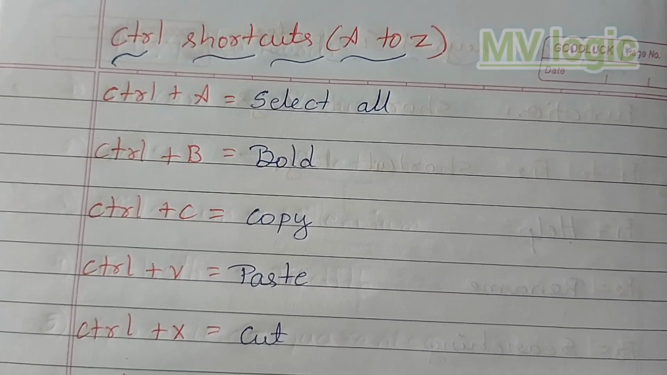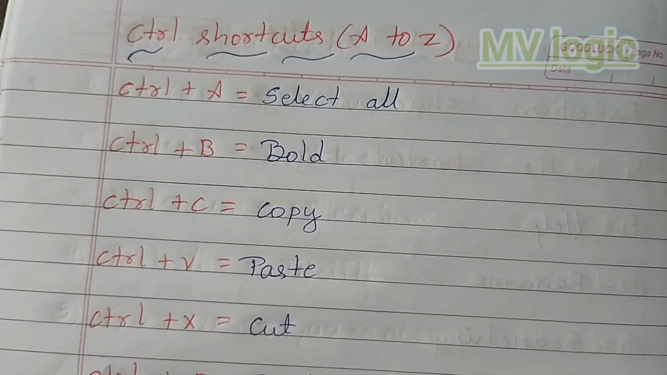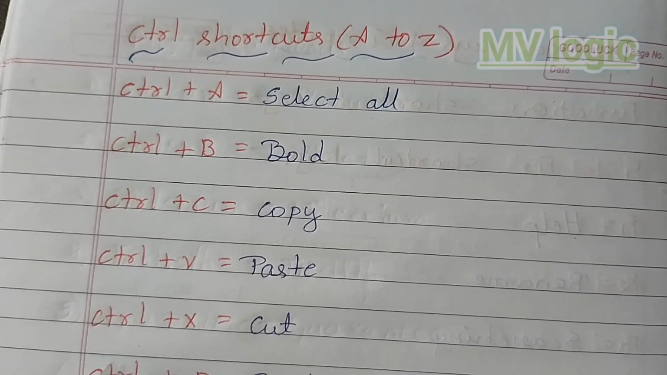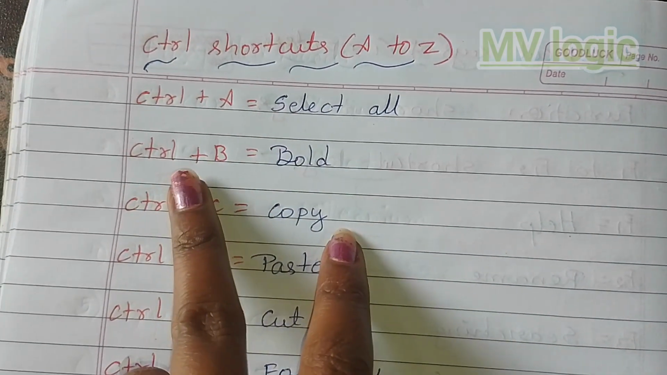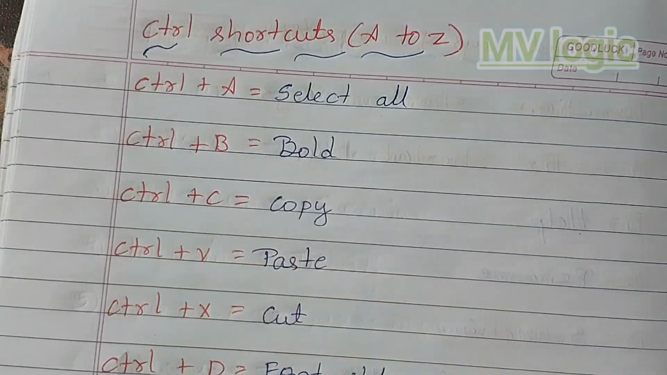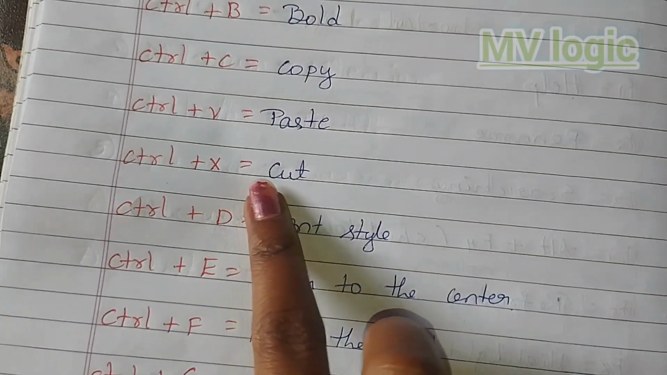Today we are discussing about control shortcuts. Computer shortcuts. Control shortcut is A to Z. Control plus A select all. Control plus B bold. Control plus C copy. Control plus V paste. Control plus X cut.